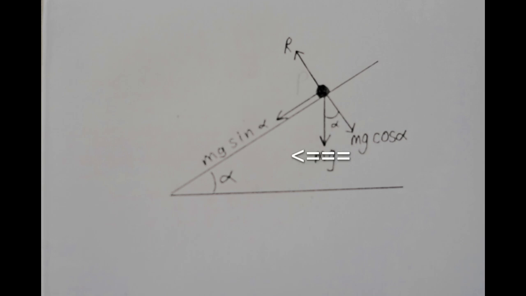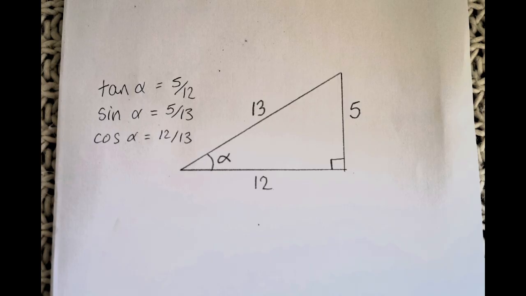If this is a right angle triangle, this is 90 minus alpha, so this is alpha. I'll do a separate video on resolving forces if you need that detail, but for now I'll label on the components of mg: mg cos alpha and mg sin alpha. Let's get to the bottom of what sin alpha and cos alpha are.